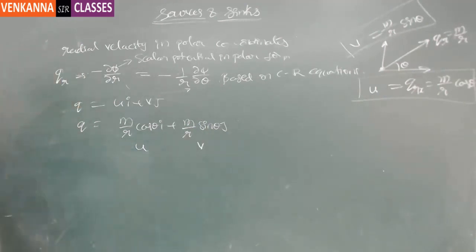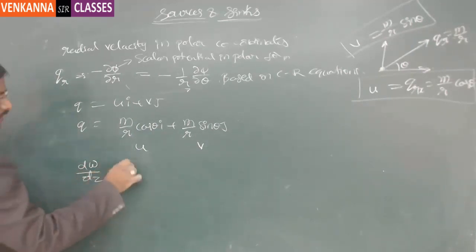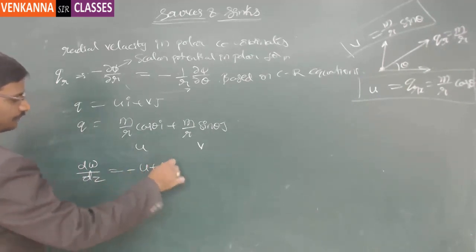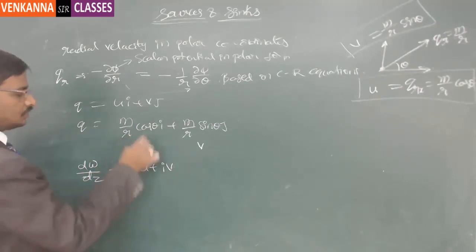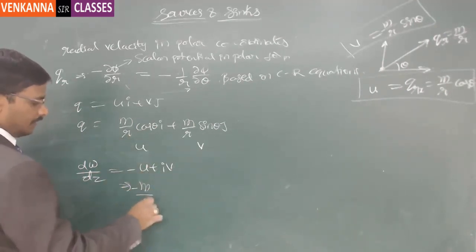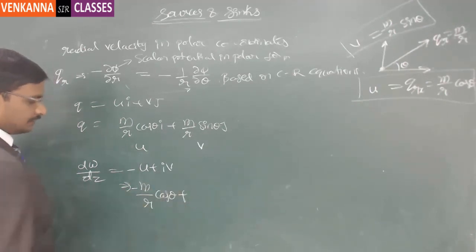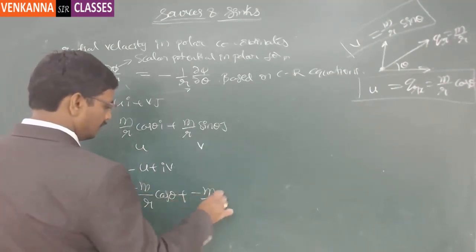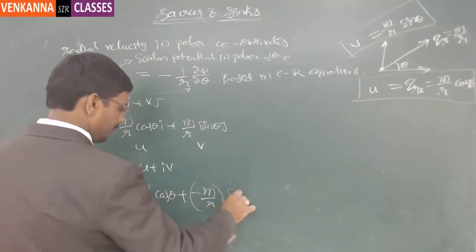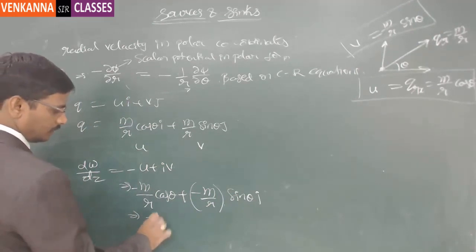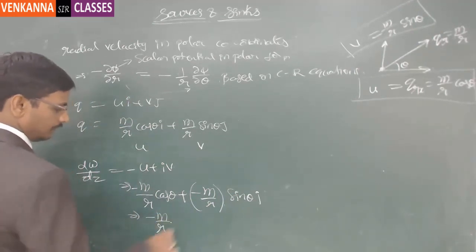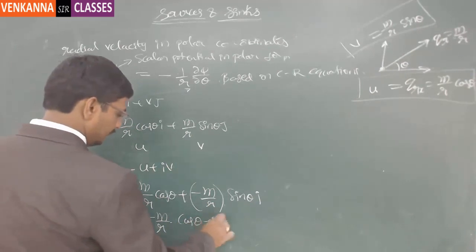So the complex potential function, what you are going to get is dw by dz is nothing but minus u plus iv, right? Minus u plus iv. So it implies minus u is nothing but minus of m by r into cos theta plus minus of m by r into sin theta into i. So this is minus m by r. If you take it out, then this will be cos theta plus i sin theta.